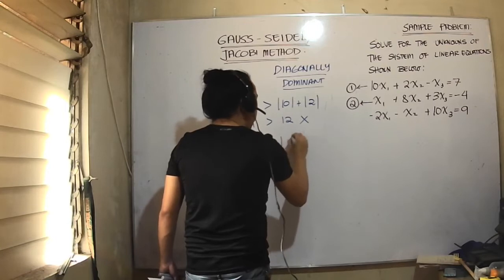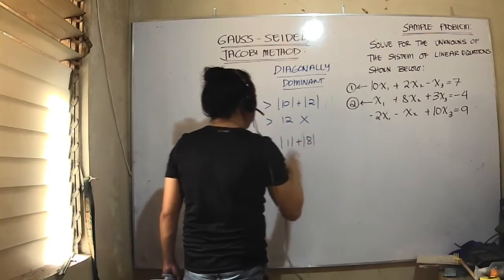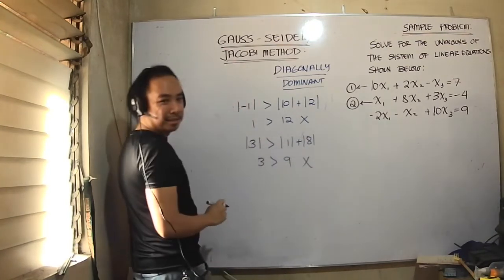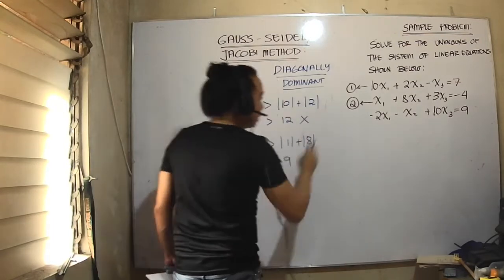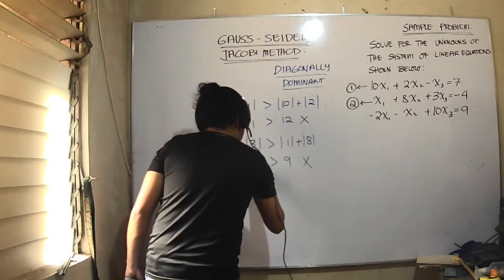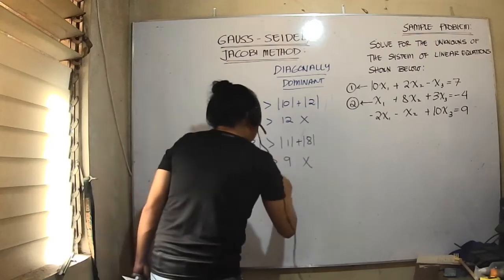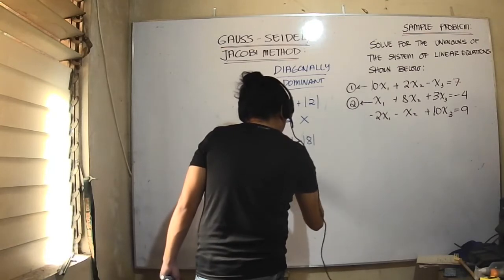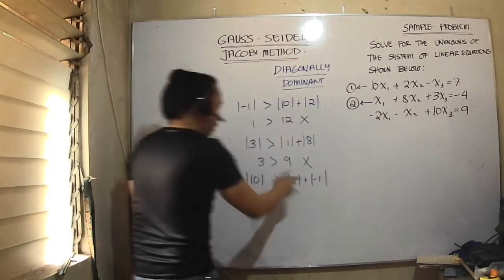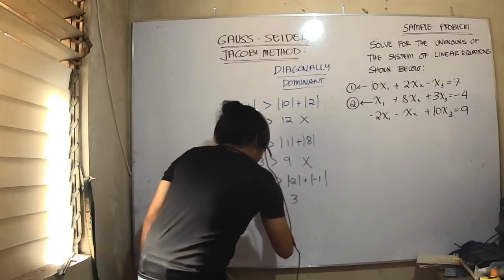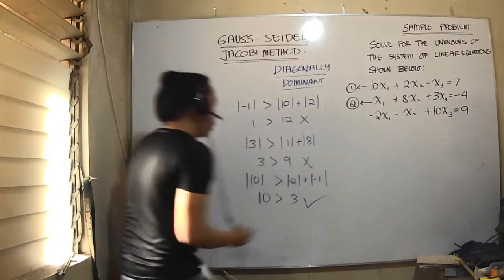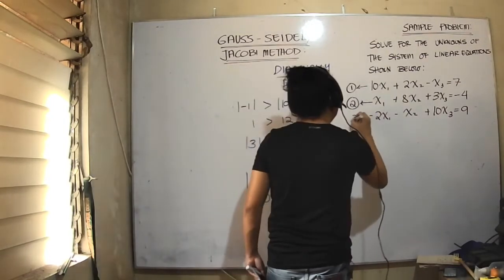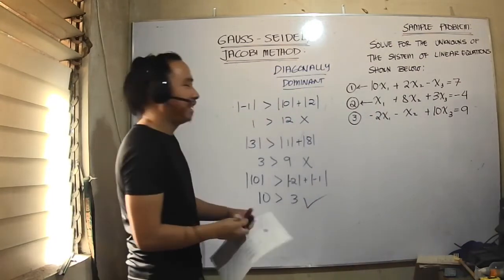1 plus the absolute value of 8 is 9. 10 is greater than 9, so that is true. And now we can see that this row is also diagonally dominant: the absolute value of 10 versus negative 2 plus negative 1, which is 3. 3 is less than 10, which is okay. That is the third variable.